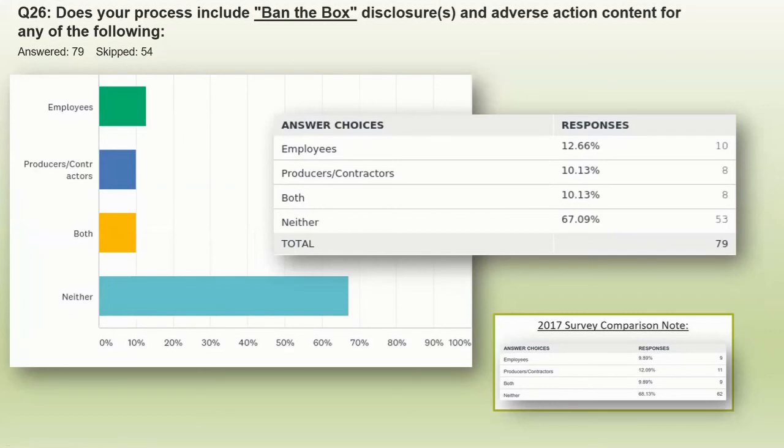And this next question is about ban the box. Are you providing any type of ban the box disclosures, and specifically ban the box adverse action content, for any of the following? So this would be employees, producers, contractors. Same question, just asking about the local municipal ban the box, fair chance hiring. Most of these things were originally lumped under the concept of fair chance hiring. Some of these call out very specifically contractors and non-traditional employees.